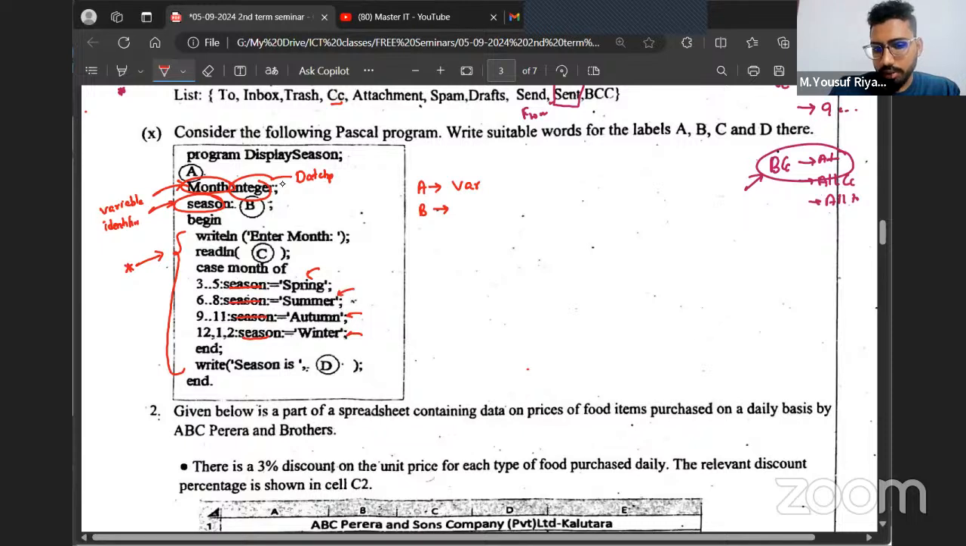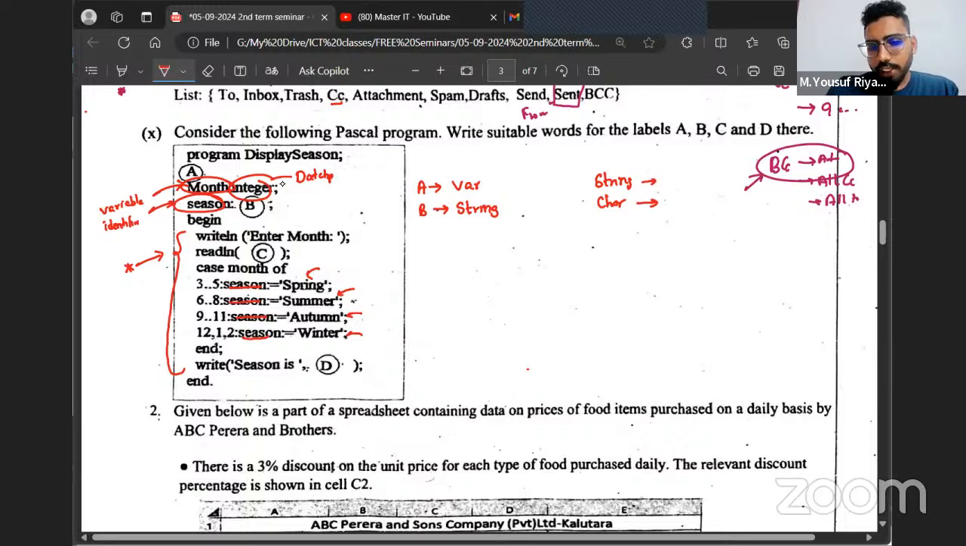Var means variable. If you want to create a variable, you use this keyword called var first, and then mention the names and the data type. Yes, spring, summer, autumn, winter are actually called string. String can contain a collection of text. It can be your name, your address, all of that. So string. Okay, char is one character.